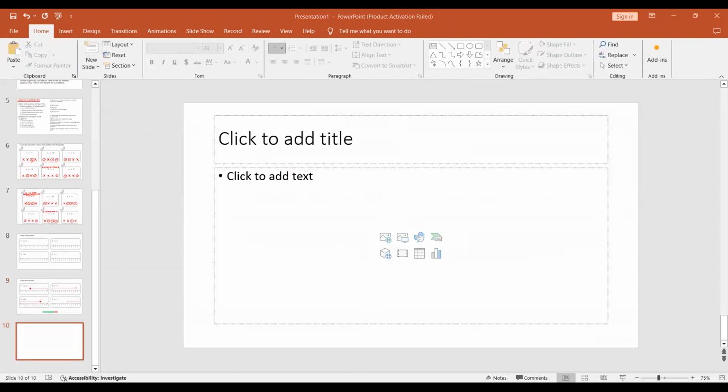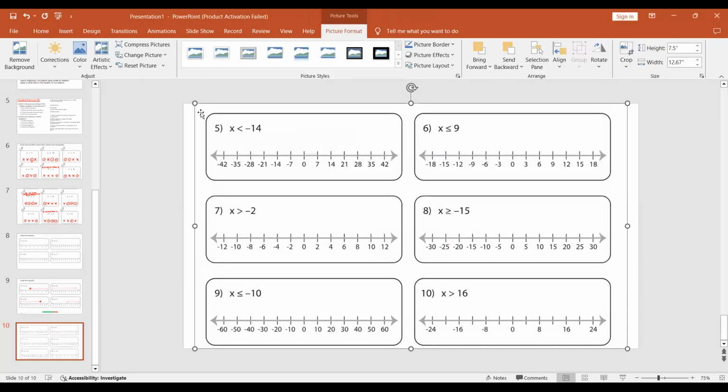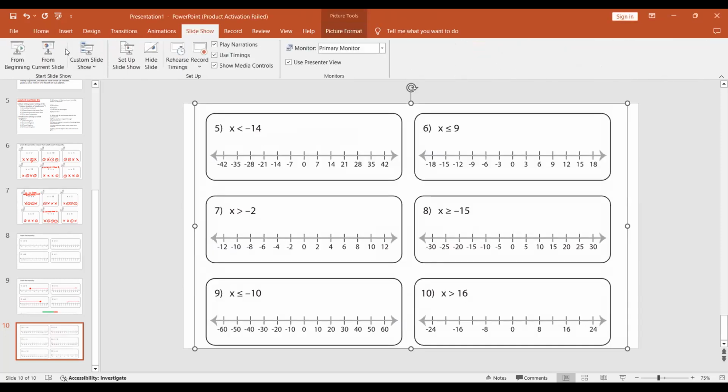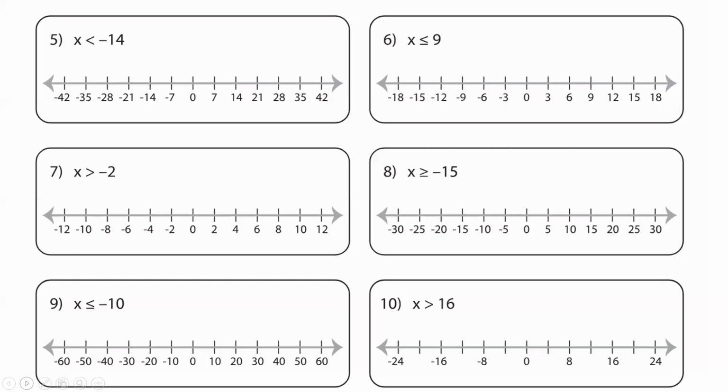Okay, let's go ahead and we're going to do 5 through 10. So let's put it on the screen. The same thing applies. You want to graph these inequalities. That's the instructions. Graph the following inequalities.